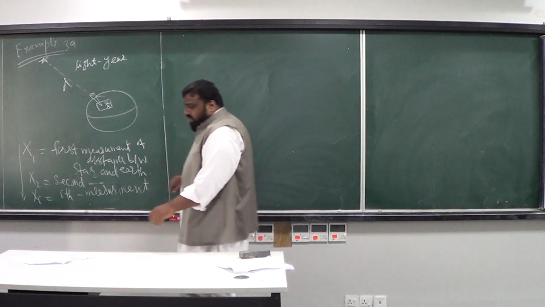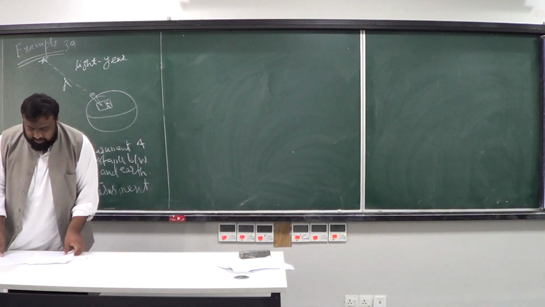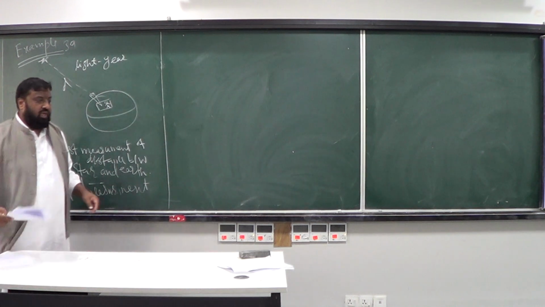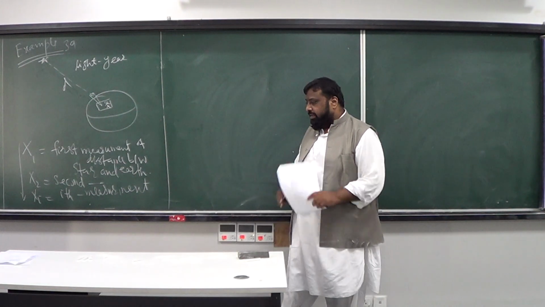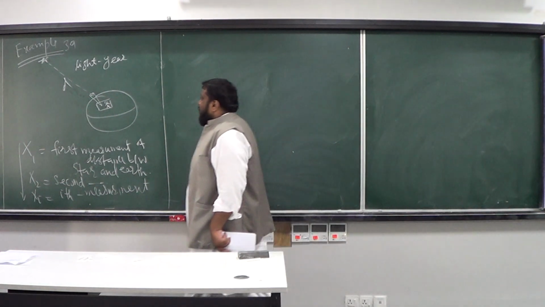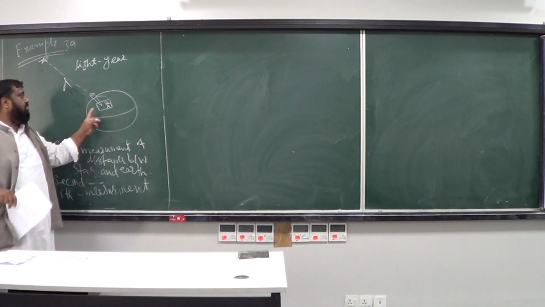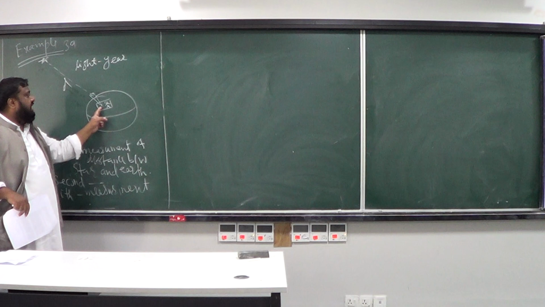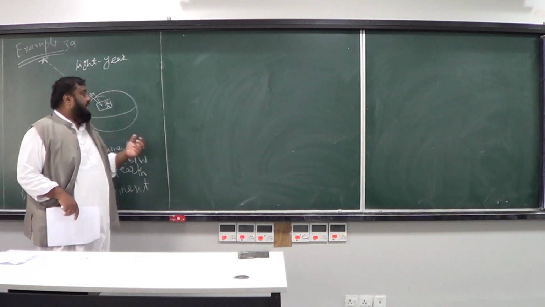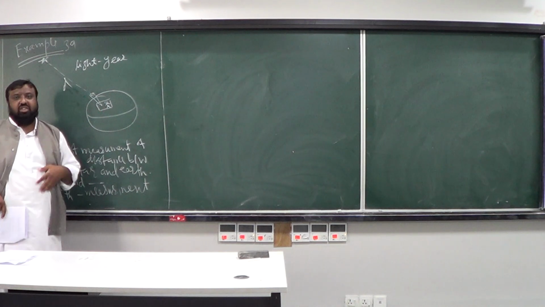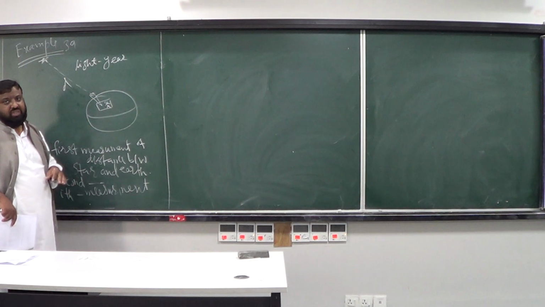So let's move on to an interesting example that we're going to do based on the central limit theorem. Let's assume that this is Earth, and this is an astronomical observatory, and this guy is an astronomer. He has access to a very good telescope.